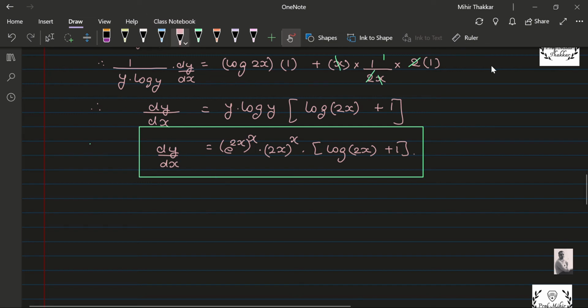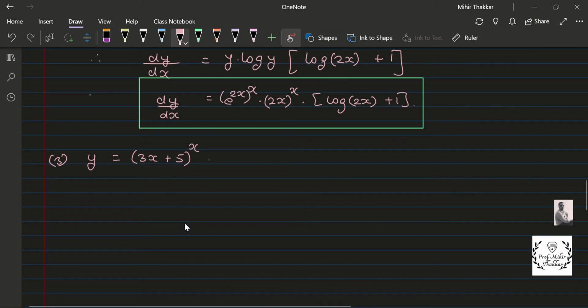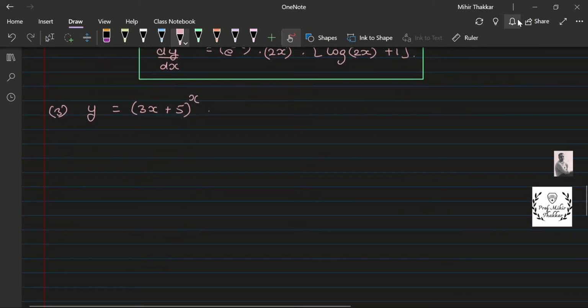Let us take a second type of example over here now, where we come across a question which is based on a function to the power x. Here we were taking the questions which were function to the power function. Now example 3, I have y is equal to 3x plus 5 to the power x.